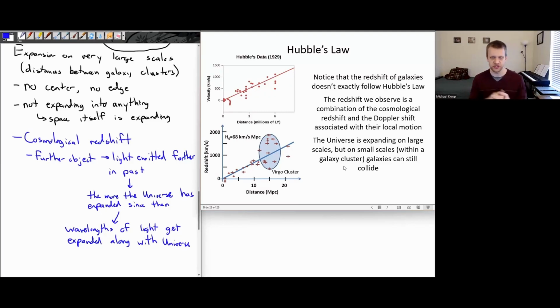So we can absolutely still have galaxies collide with each other. I can walk over to my piano. It's not like the expansion of the universe is stopping me from walking over to the piano, because this expansion is only on very, very large scales.